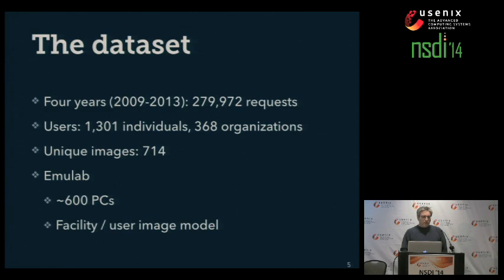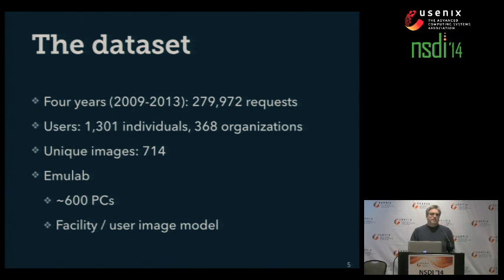The data set that we looked at was from the Emulab network testbed, which is widely used in this community and a few others. For a period of about 4 years, we logged every single request that we got to provision a virtual or physical machine, which over this time period was about 250,000 of them. This represents a data set of about 1,300 users who belong to about 360 organizations, and about 700 unique images we saw during that time.